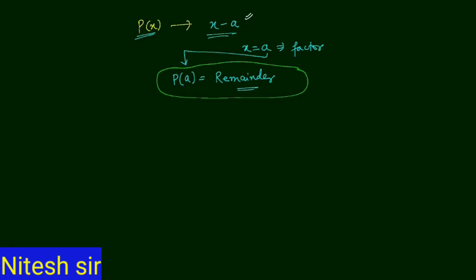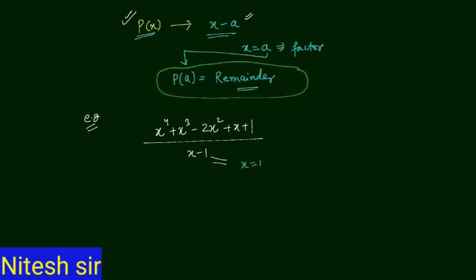Suppose for any example we put in the value x = 2. When we solve it, we will get the remainder. Now take a longer example: x⁴ + x³ − 2x² + x + 1 divided by x − 1. So how will we find the remainder?